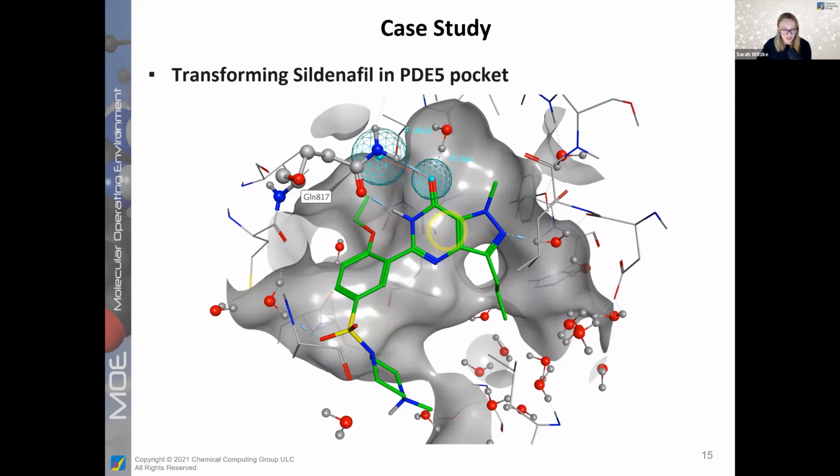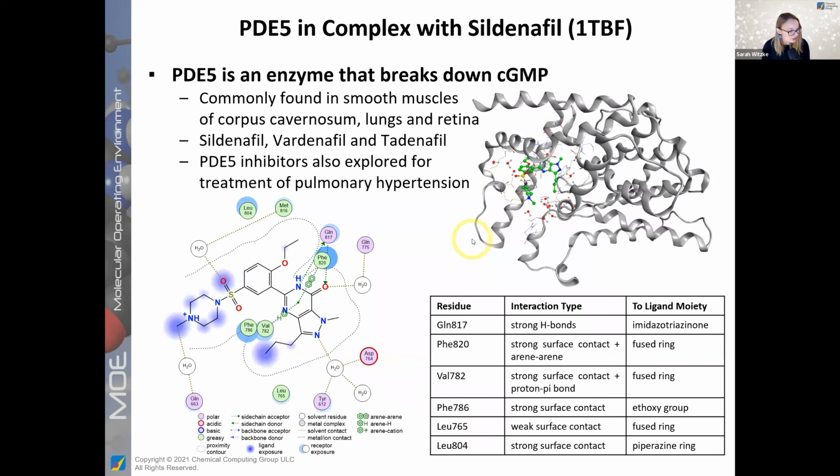So the last part I'm going to show you here is a case study. It is actually about sildenafil in the PDE5 pocket and how we can transform it. All right. So first, a bit of introduction to the PDE5. So the PDE5 is the enzyme that breaks down cyclic GMP. It's found in smooth muscles, so that's the corpus cavernosum, lungs, and retina. There are several marketed inhibitors of the PDE5, for instance, sildenafil and vardenafil that we looked at, but also tadalafil.